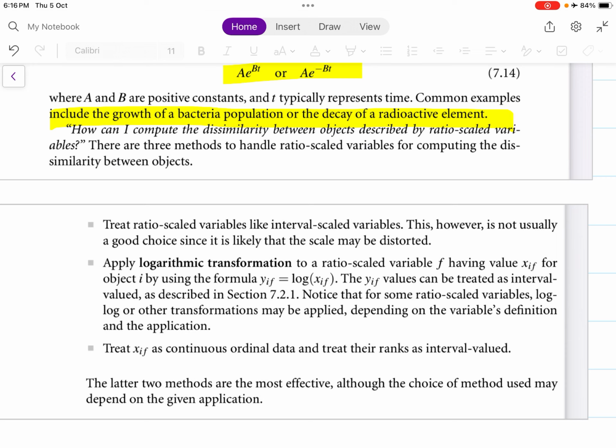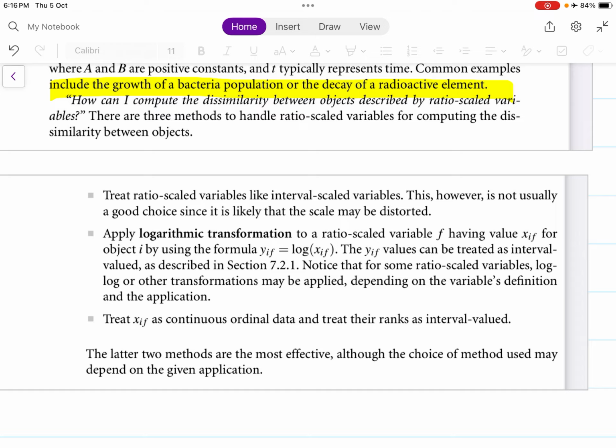So the latter methods are useful, but you can also use the first method, that is treating it like an interval scale variable. But it depends on the application where you are applying the ratio scale variable. Accordingly, you can use whichever method is convenient.